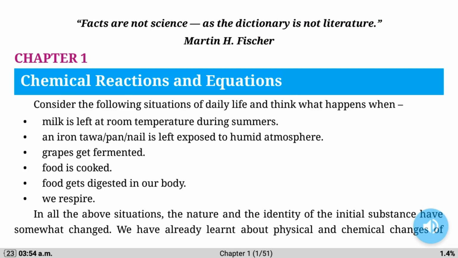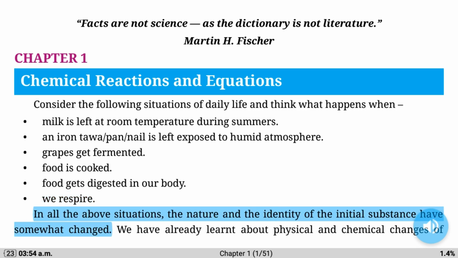Chemical Reactions and Equations. Consider the following situations of daily life and think what happens when milk is left at room temperature during summers. An iron tawa, pan, or nail is left exposed to humid atmosphere. Grapes get fermented. Food is cooked. Food gets digested in our body. We respire. In all the above situations, the nature and the identity of the initial substance have somewhat changed.